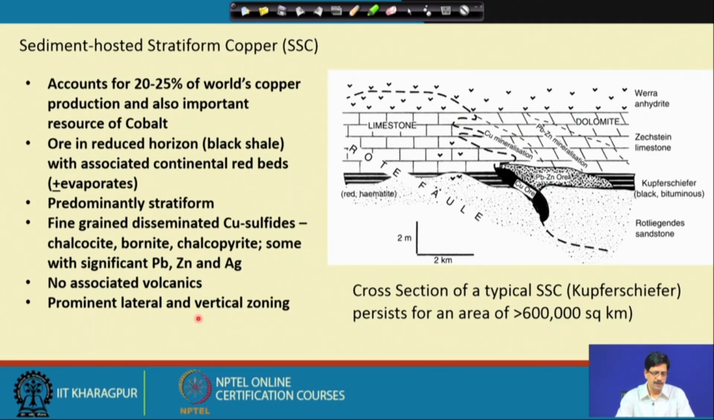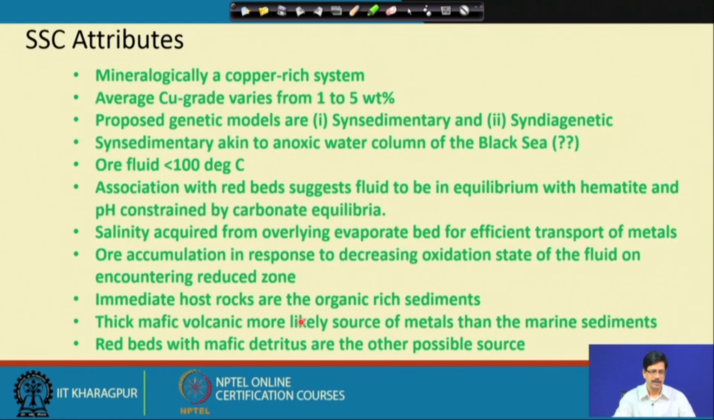And there is no associated volcanics, and prominent lateral and vertical zoning is also observed in these ores. So, mineralogically it is a copper rich system, with average copper grade varying from 1 to 5%.